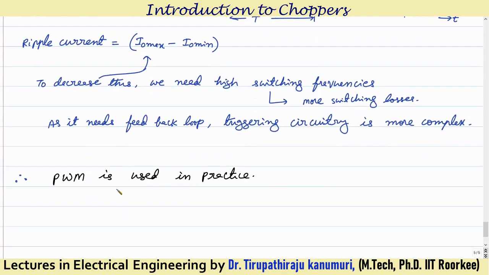That is the reason even this method is not used in practice. Practically we always go for the PWM technique only for turning on and turning off the thyristors. I hope that up to here the basics of choppers, the need and applications, and why only PWM is used is clear to you.